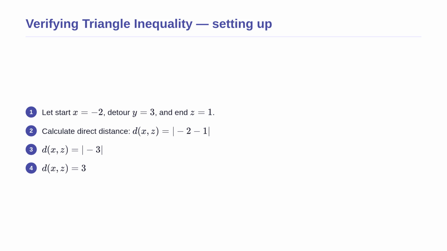First, we calculate the direct distance from x to z. We substitute -2 and +1 into our absolute value formula. Subtracting 1 from -2 gives us -3. The absolute value strips the sign, giving us a direct distance of exactly 3 units.